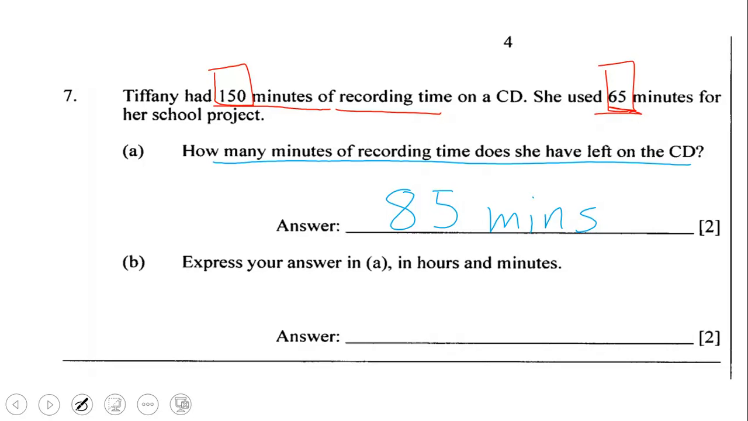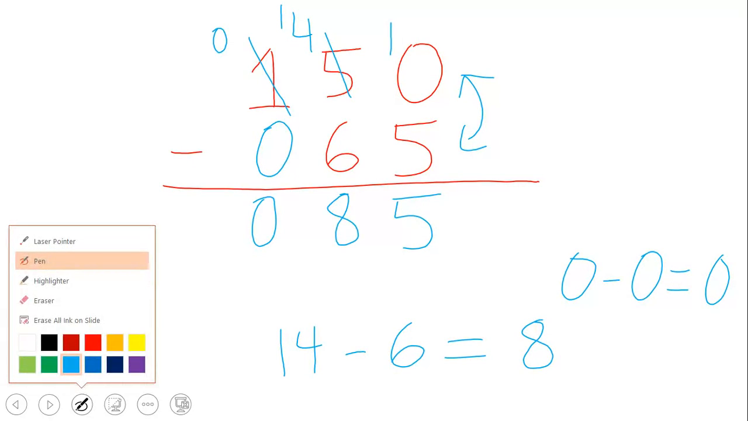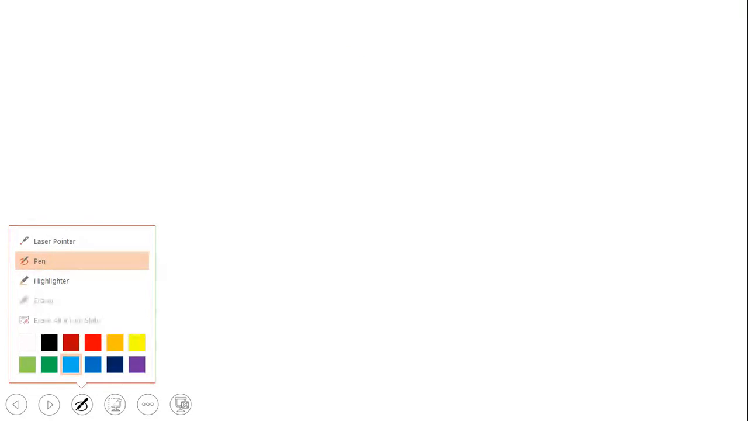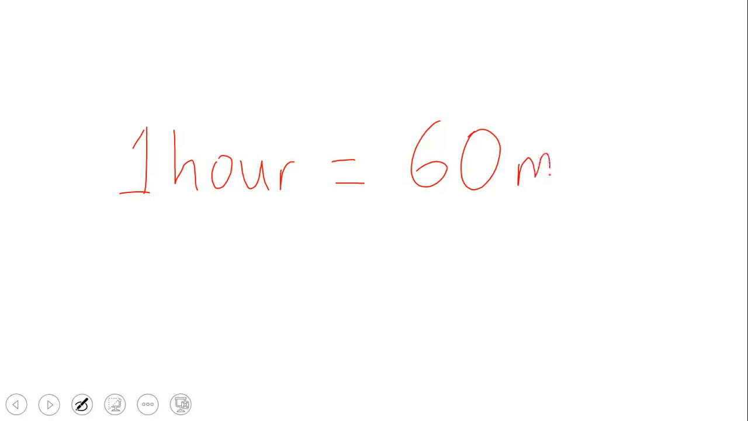Okay, let's look at B. B states, express your answer in A in hours and minutes. The answer we got for A was 85. So we're going to take 85 and express it in hours and minutes, not only in minutes, but in hours and minutes. So let's do that. Note that 1 hour equals 60 minutes.